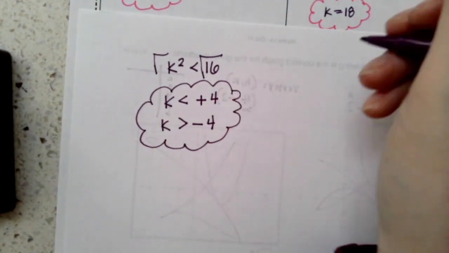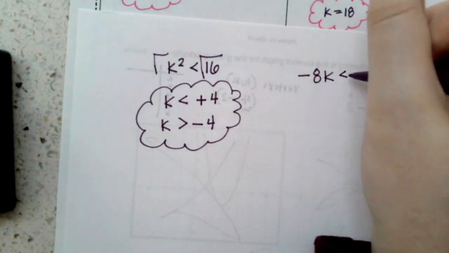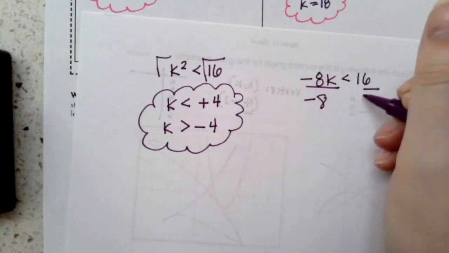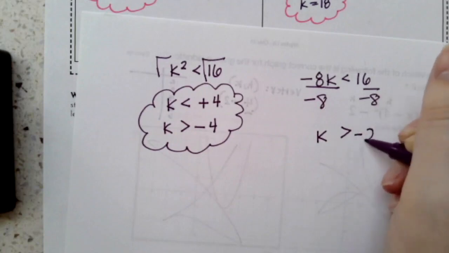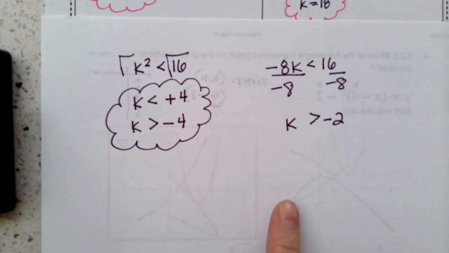The other thing is if you ever divide by a negative, so like for this one, if we would divide by negative 8, we need to flip our sign. So we get this. So those are the two big things for inequalities you have to remember for these problems.